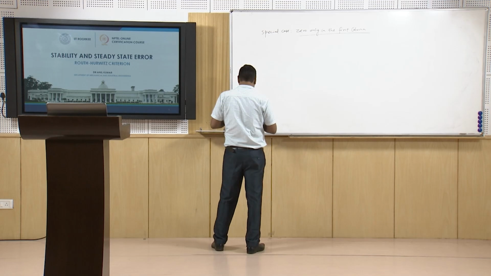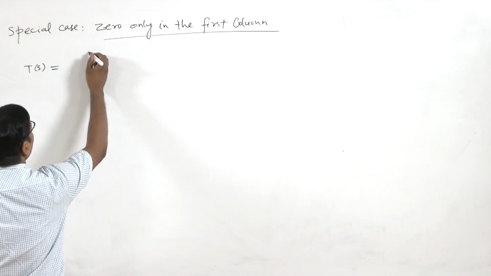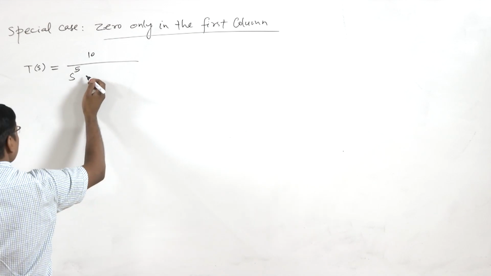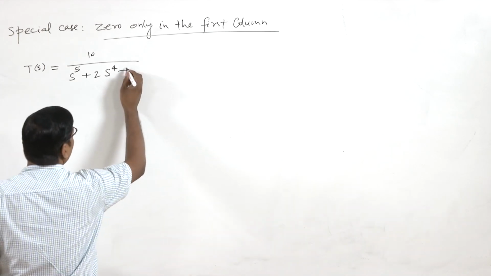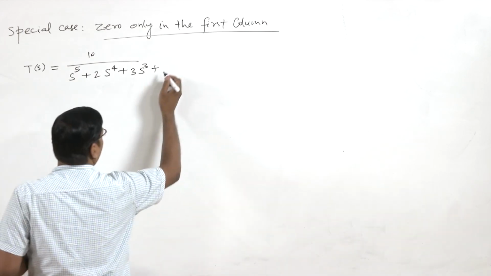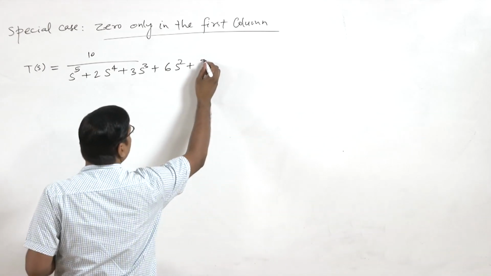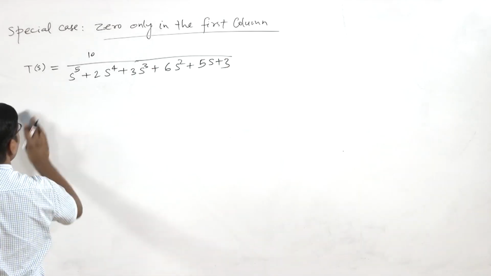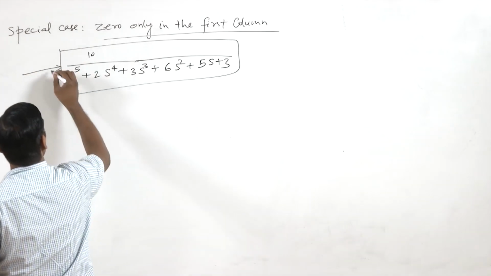let us take this example: T is equal to 10 upon s power 5 plus 2 s power 4 plus 3 s cube plus 6 s square plus 5 s plus 3. So, this is our equivalent transfer function.